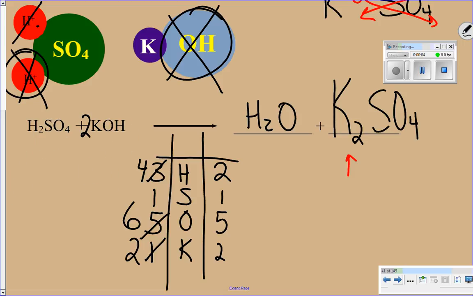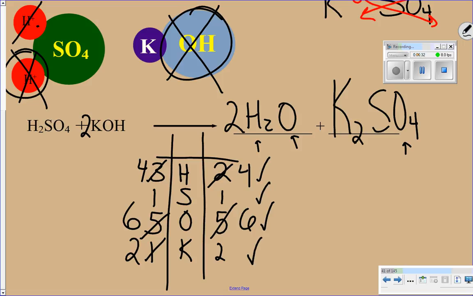So now looking back at what I've got, I fixed my K, but my oxygen and hydrogen are a little off. When I look back over on my product side, there is a place where I can fix just oxygen and hydrogen. I can do so by putting a 2 right in front of water. Now that turns this into 4 hydrogens here, and 2 oxygens plus 4 here gives me 6 oxygens. My hydrogens are balanced, my sulfurs, oxygens, and my potassiums.